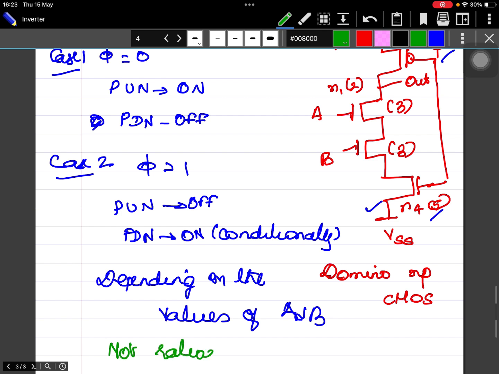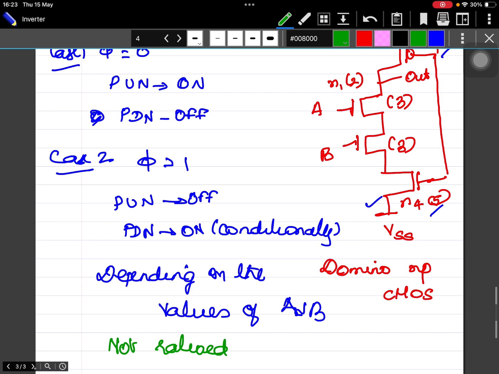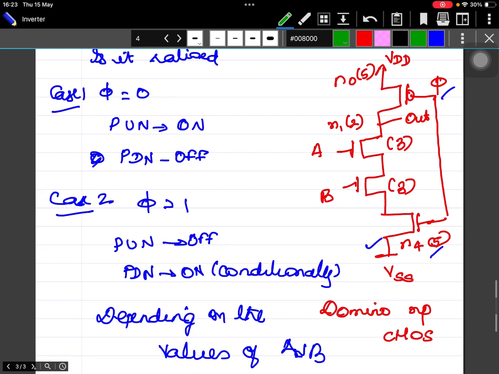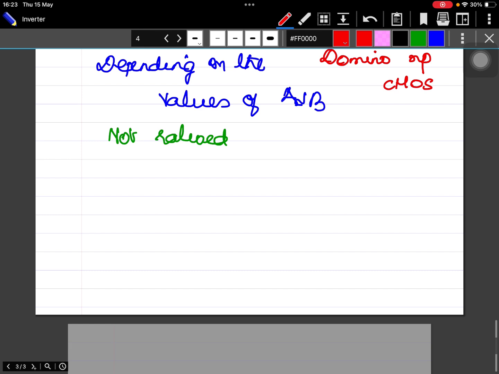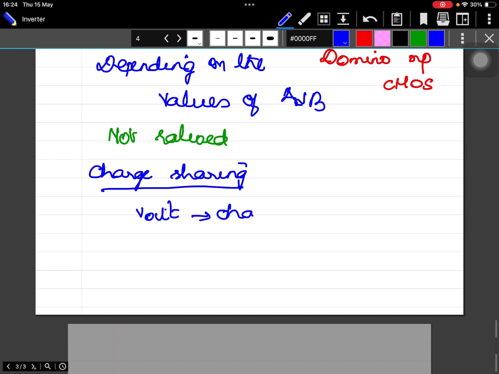The circuit is completely not ratioed, but our worry is what should be the strengths. Since it is not ratioed, we can have the same strength for all the transistors. For the pull up it is 3, for the pull down also it is 3, here also it is 3. But now we have a problem in this particular circuit. This circuit problem is called charge sharing. For this, assume V out is charged to VDD. It is storing a value of 1.